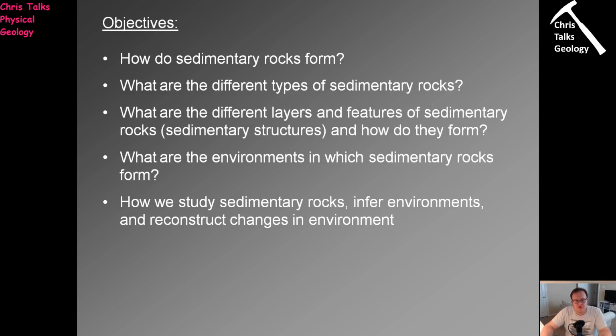So what are our objectives? Well, first of all, we're going to think, how do sedimentary rocks form? What are the different types of sedimentary rocks? What are the different layers and features of sedimentary rocks, so sedimentary structures, and how do they form? What are the environments in which sedimentary rocks form? And how do we study rocks, infer environments, and reconstruct changes in those environments that occurred in the area, using sedimentary rocks?